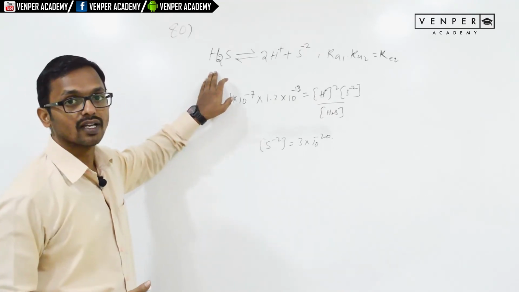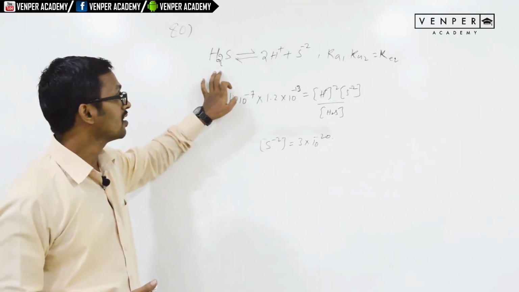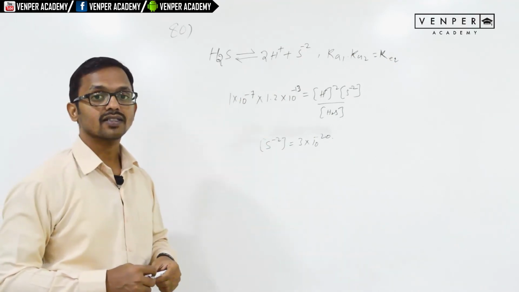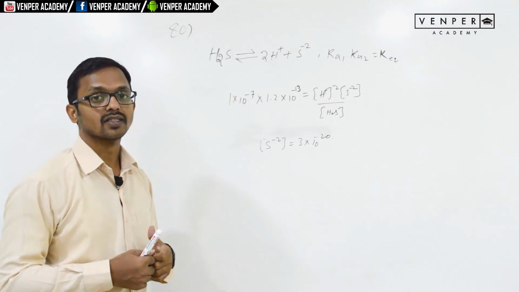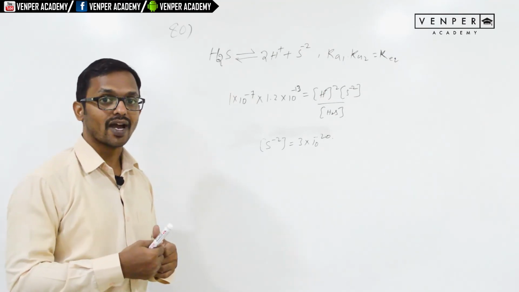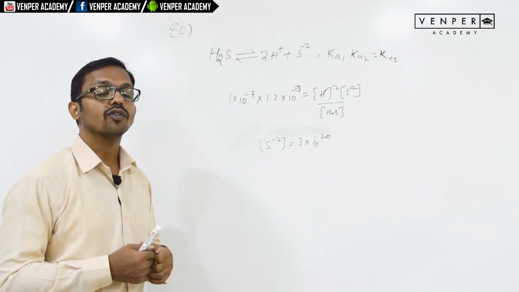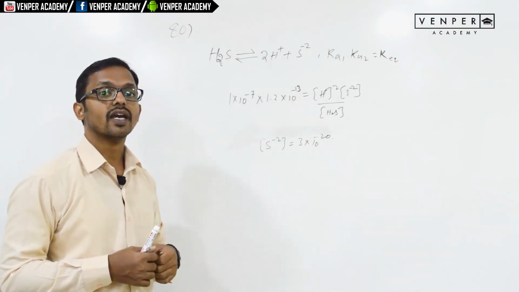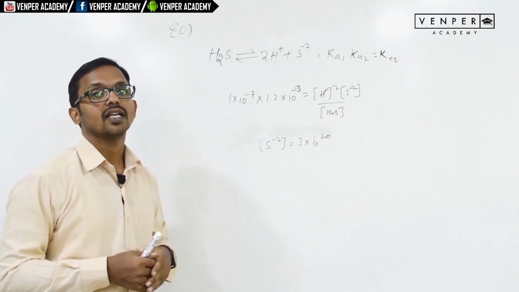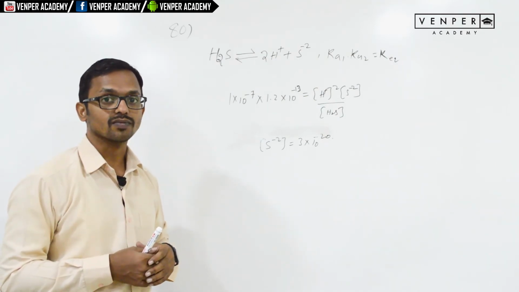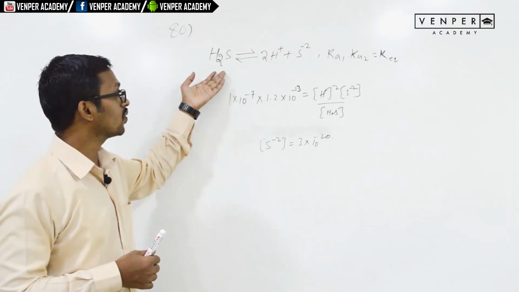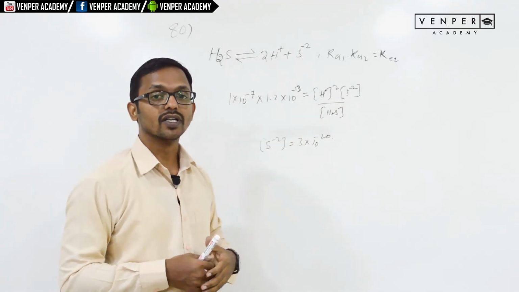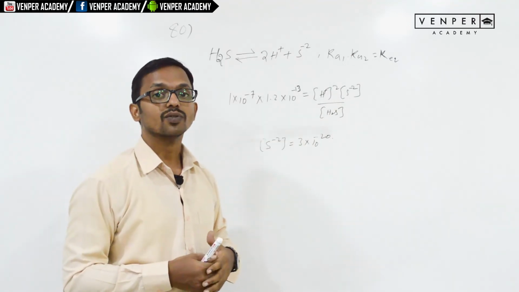Here H2S is a weak electrolyte, nothing but a weak acid, so it's giving 2H plus and S minus 2. So this is the final reaction of the two reactions, that is H2S giving HS minus plus H plus. In that case the equilibrium constant value is Ka1, and the second one is HS minus giving H plus and S minus 2, for that the equilibrium constant value is Ka2. So the equilibrium constant for the overall reaction is the product of the individual reactions, that is Ka1 into Ka2.